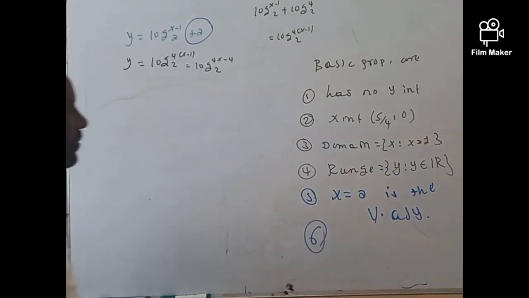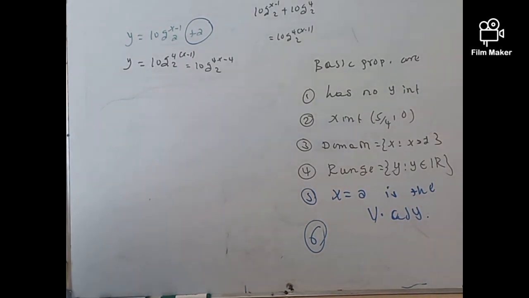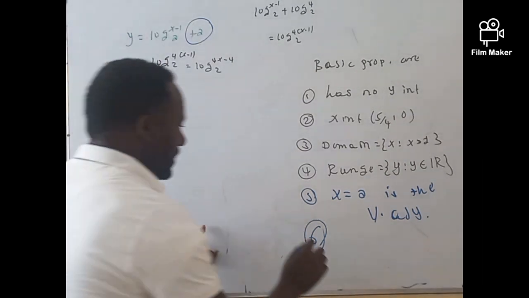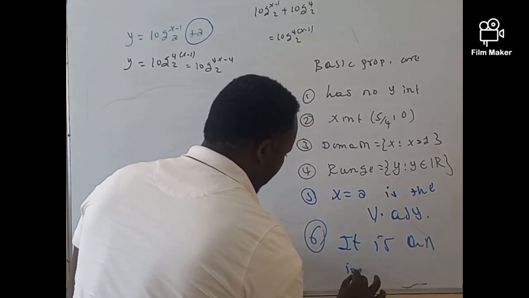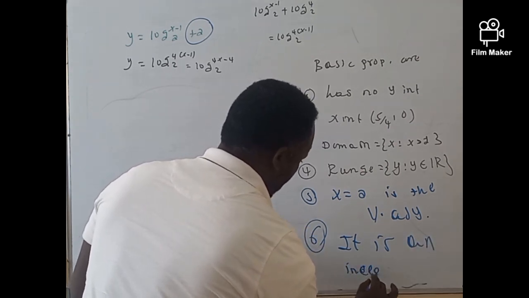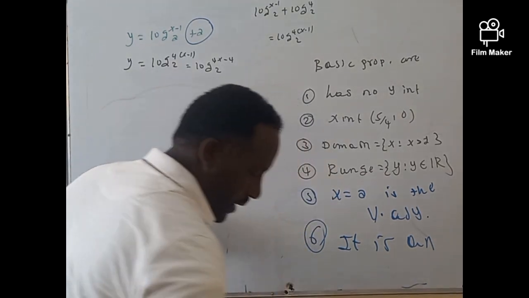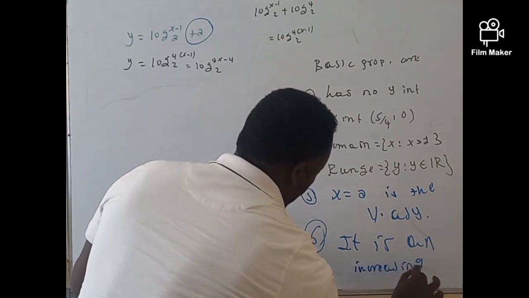And the last property is going to be what? We already covered that this problem has no y-intercept, and its x-intercept, domain, range, and vertical asymptote. And what's the other property? Since the base of the logarithm is greater than 1, this is an increasing function.